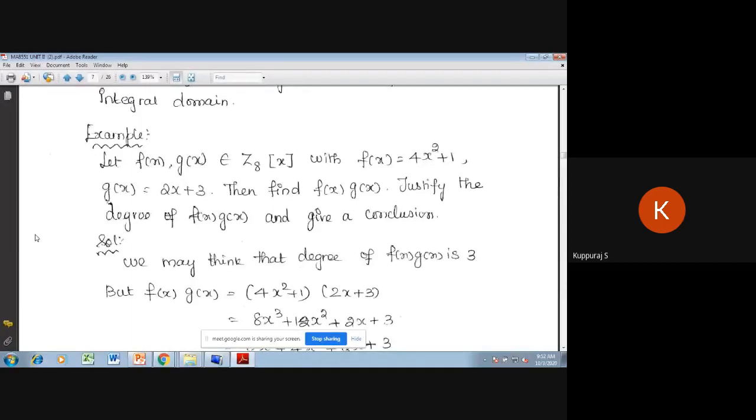So Z[x] means the polynomial ring, where the coefficients of x belong to the set of all integers. The subscript 8 in Z_8 means the coefficients belong to the set of integers modulo 8, so the coefficients are less than 8.